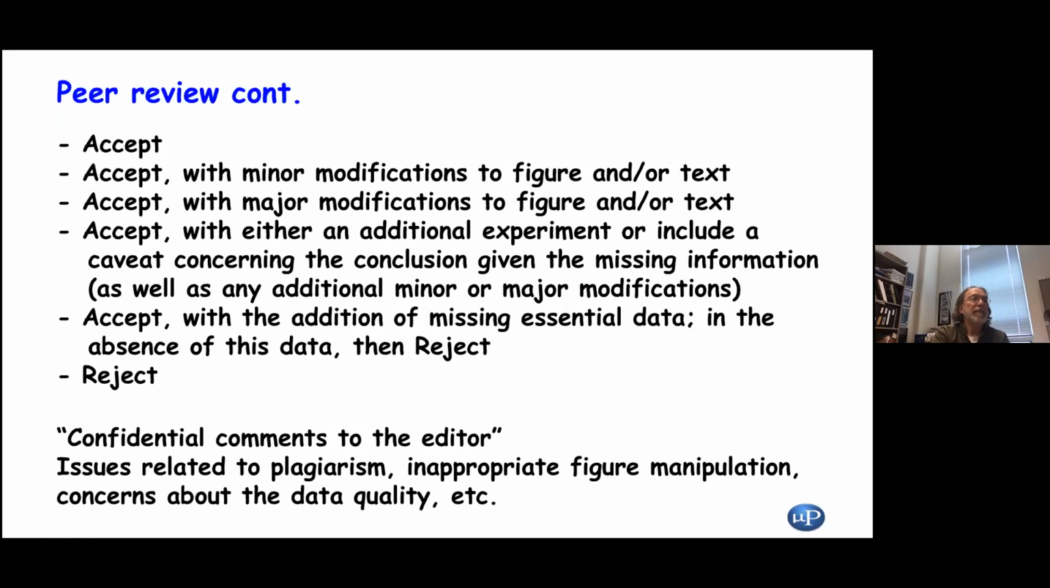So now, there are a number of outcomes from the peer review. The first is just accepted without modifications, and we have had a few examples of this. There's also accepted with minor modifications, either to the text or the figures, and accepted with major modifications to either the text or the figures. Now, in general, it's not expected that authors would need to do new experiments. However, there are exceptions to that. And so here are a couple of exceptions.